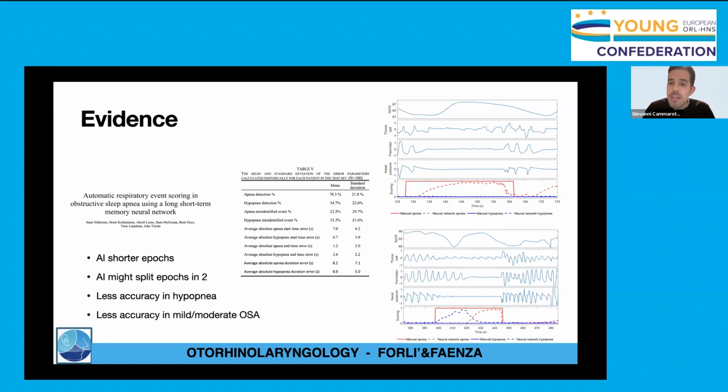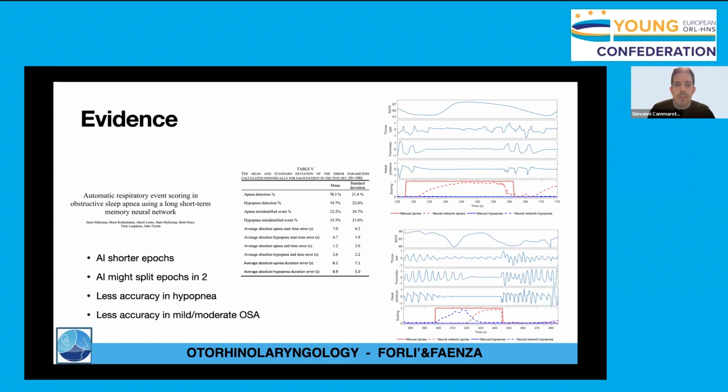And as you can see on the right side, we have two images of events. In the upper one, the artificial intelligence model scored an apnea shorter than the manual scorer. Instead, in the one on the bottom, the artificial intelligence model split an epoch into two events. It was just an apnea, but the machine learning model scored a hypopnea and an apnea, making an error. So there is still room for improvement, and of course to improve the accuracy in detecting each event, and also classifying the patient properly.